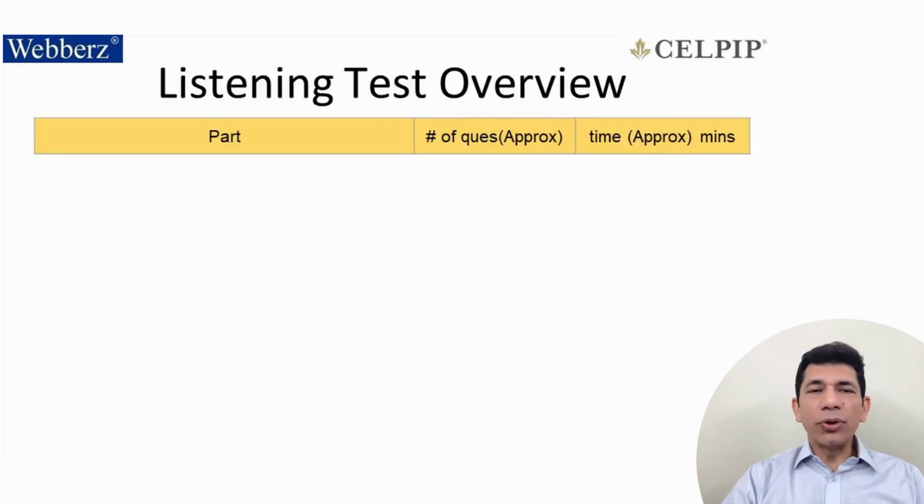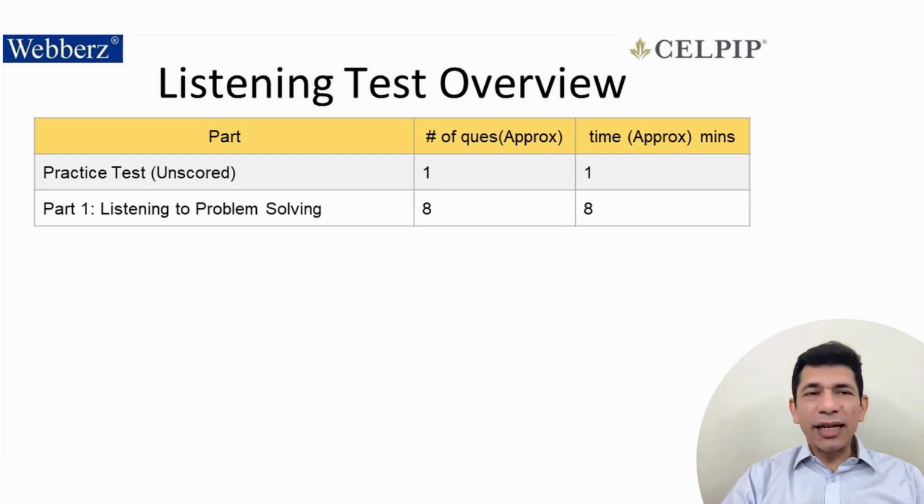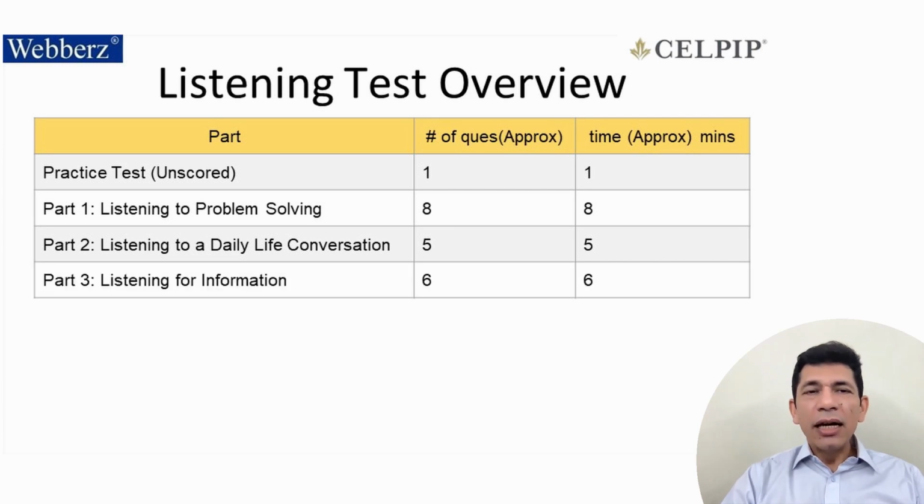First, test overview. When you go and give the exam, the first question you will encounter is going to be an unscored question, and you have to spend 1 minute on that. Then starts the actual listening test. Part 1 is listening for problem solving, 8 questions in 8 minutes. Part 2, listening to a daily life conversation, 5 questions in 5 minutes. Part 3, listening for information, 6 questions in 6 minutes.